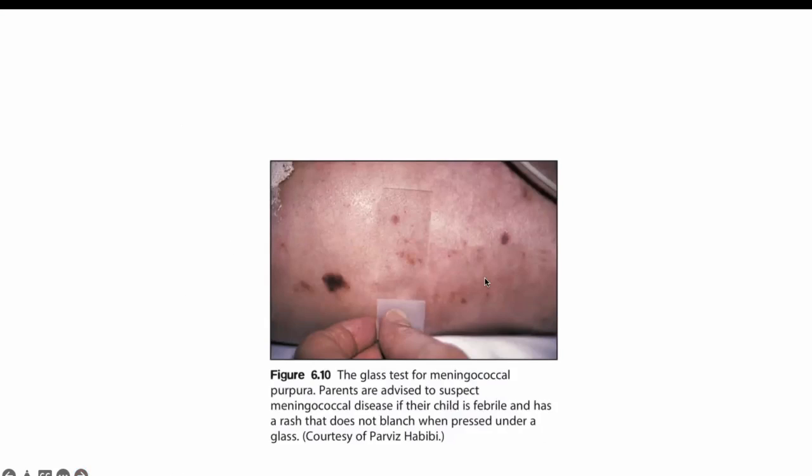So this is the purpuric rash, and if the patient is sick, no one will bring a glass and apply the pressure. But usually how you distinguish the purpuric rash, when you apply pressure, it will not disappear. So it's indicative of meningococcal infection.